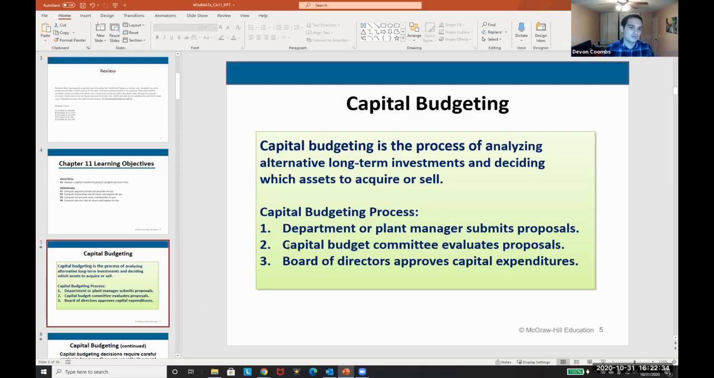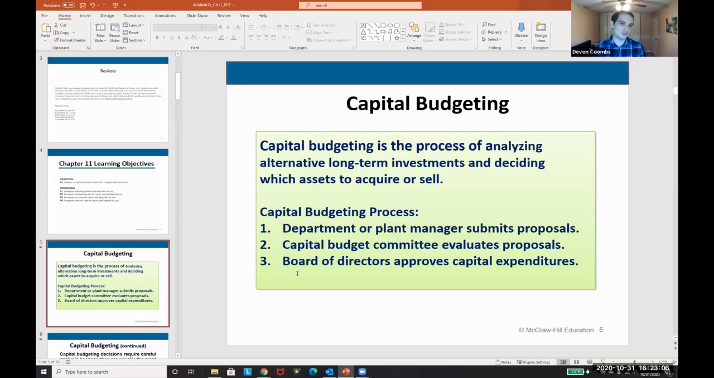And so part of the process, if we're talking about specific departments, the department or plant manager will submit proposals related to what they want to buy. And then there'll be a committee on capital budgets who will debate all of the different plant managers' proposals and see what is the best. And then ultimately a board of directors, if it's a large buy, will approve such an expenditure. And so this is a traditional process. It's different from company to company.